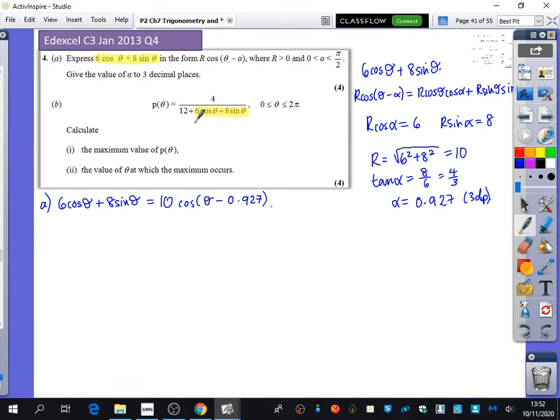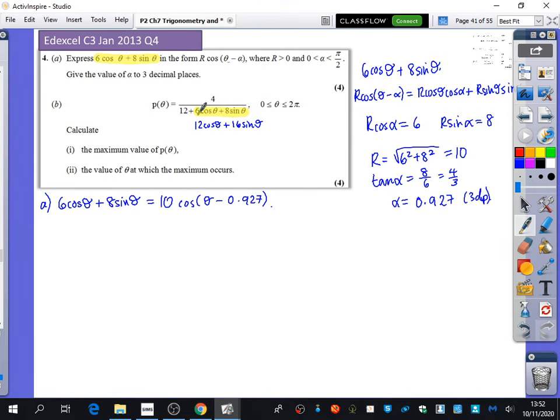You may see something where it says 12 cos theta plus 16 sine theta. So it's the same thing, but doubled. So you need to look out for that. You need to look out for things either being exactly the same or similar to it. You may also see something written in a different way.